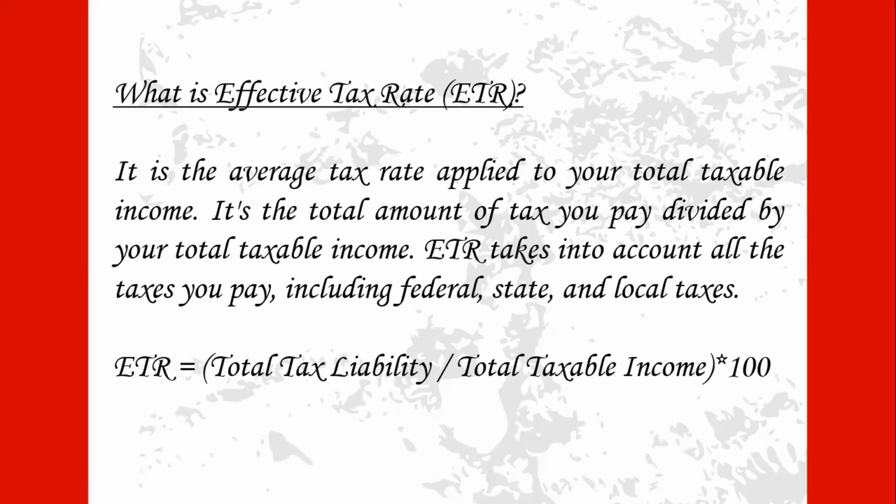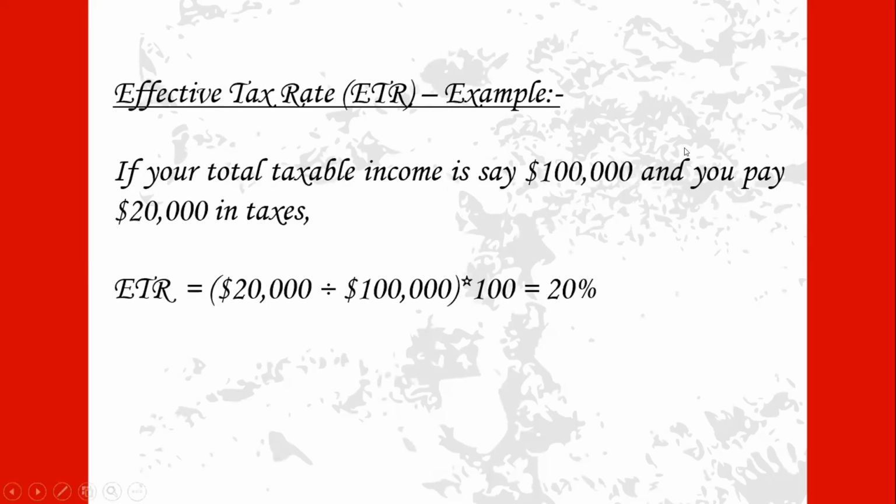So let's try to understand this with an example. Let's assume your total taxable income is, say, 100,000 and you pay $20,000 as taxes, then ETR would be 20%. So that is 20,000 divided by 100,000 times 100.